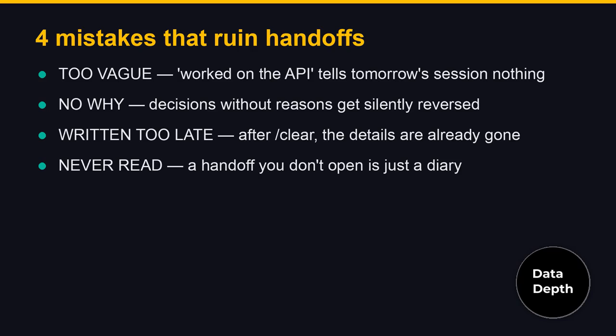And the 4 ways people ruin this. 1. Too vague. "Worked on the API" is a diary entry, not a handoff. Go for specifics, file names, function names. 2. No why. If you record decisions without reasons, tomorrow's session cheerfully reverses them, and you lose a day.